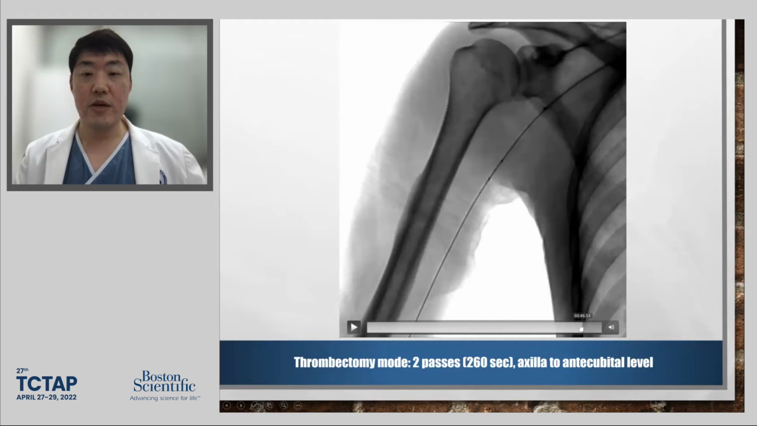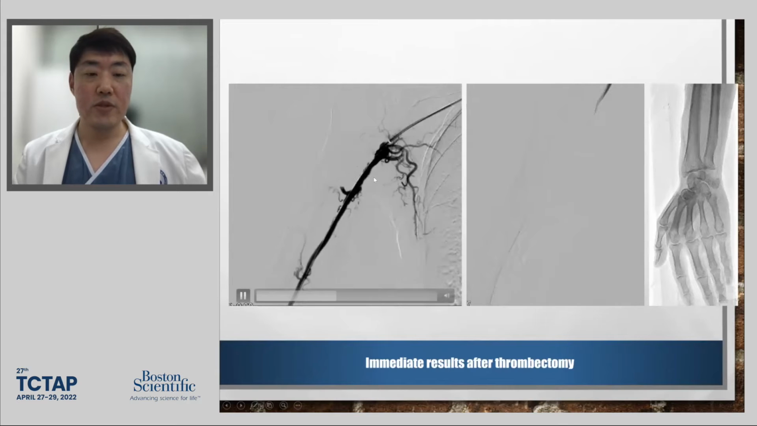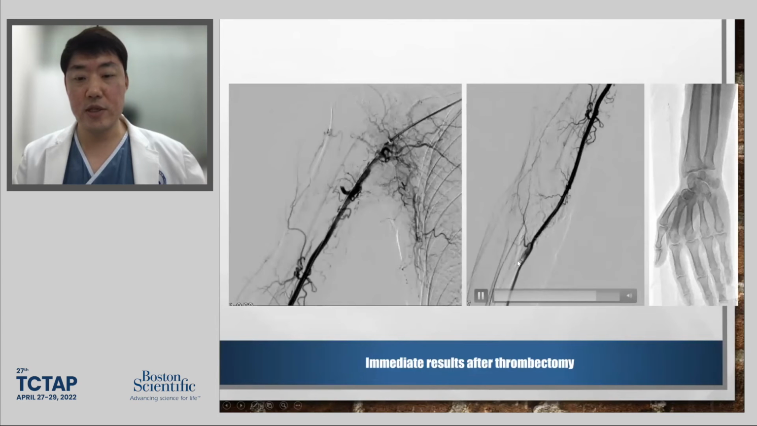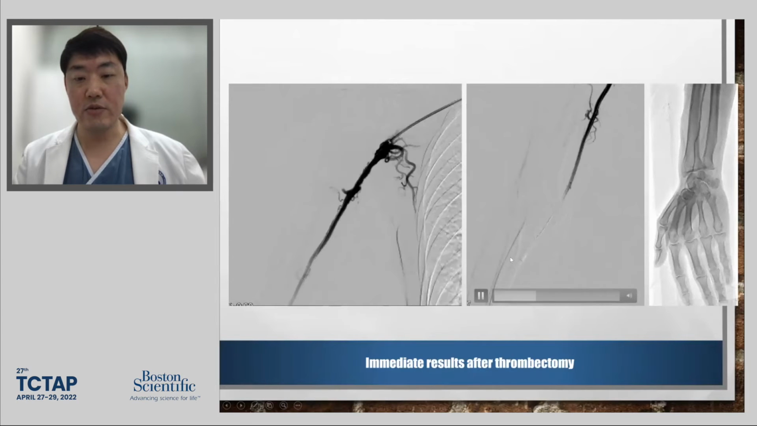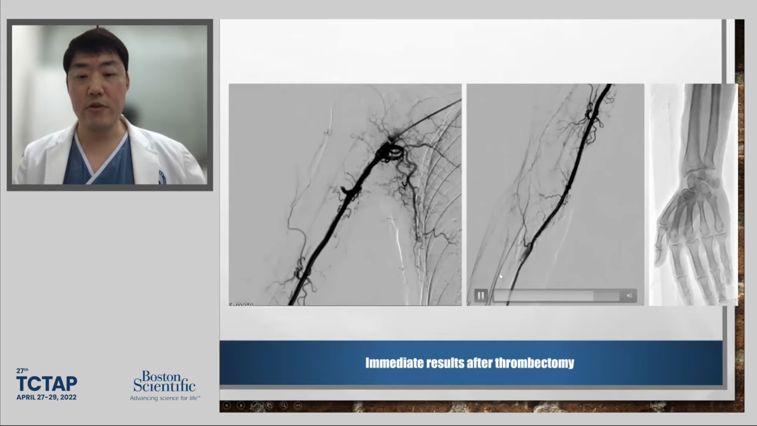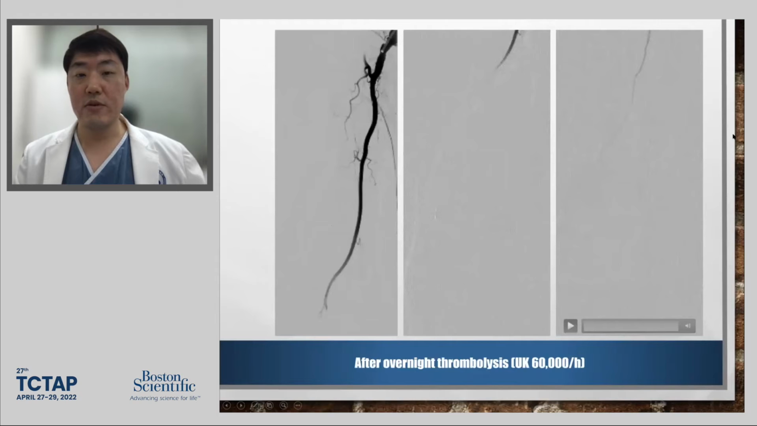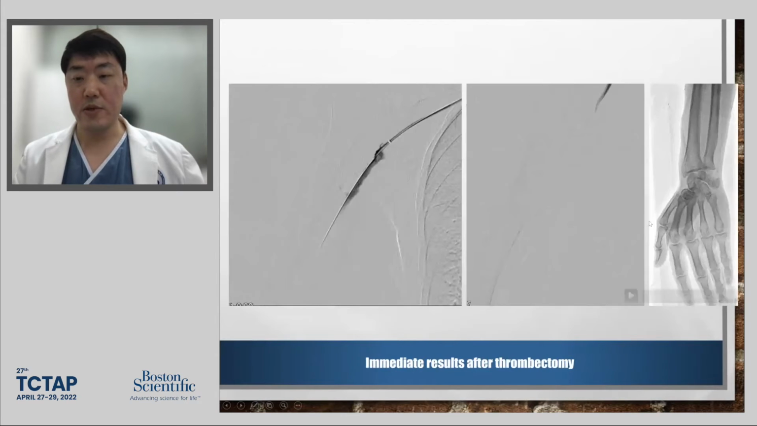So you can see how far the device can reach from the femoral axis. This was the intermediate result after 2 passes of the AngioJet device. This was more distal. You can see the radial artery is still occluded. The ulnar artery is still occluded. And on the distal hand, you can see some embolization in the hand.